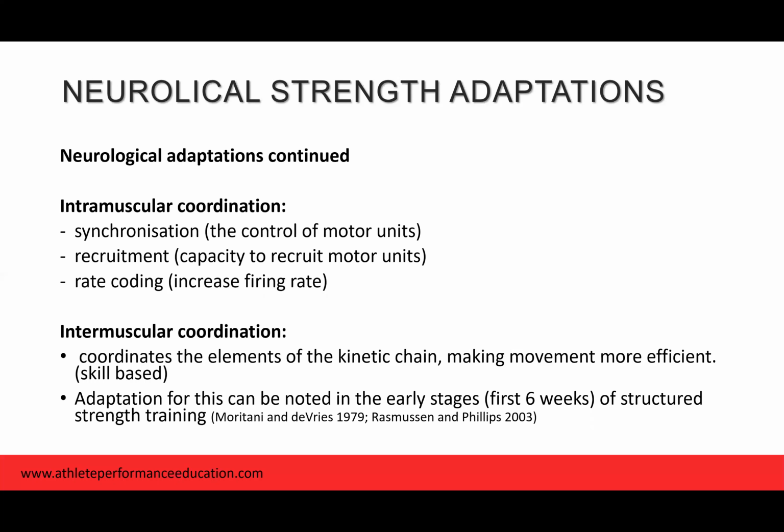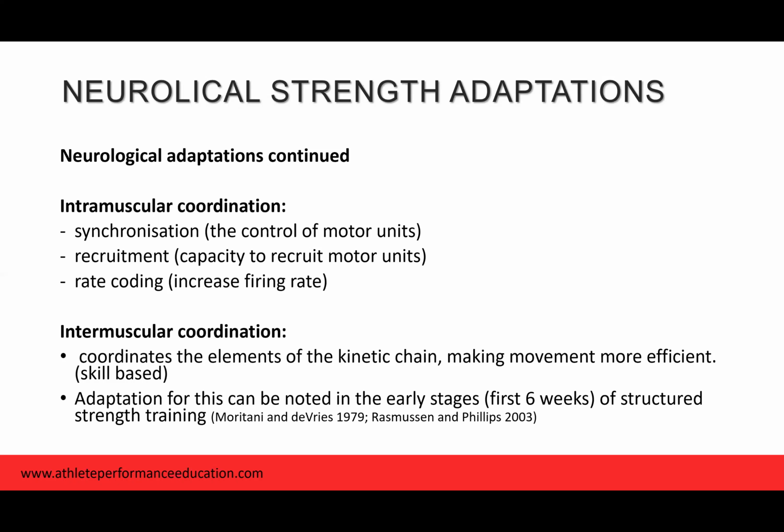The next thing I want to touch on, neurological adaptations, and probably the more important stuff as we move away from the basic science and anatomy, is the two concepts that we can address, and that is intramuscular coordination and intermuscular coordination. Specifically, intramuscular coordination refers to synchronization, recruitment, and rate coding.